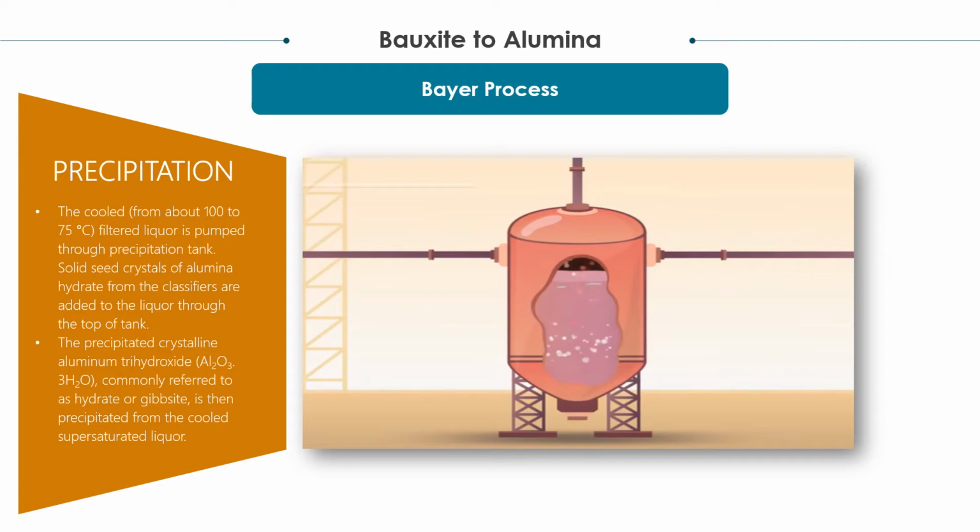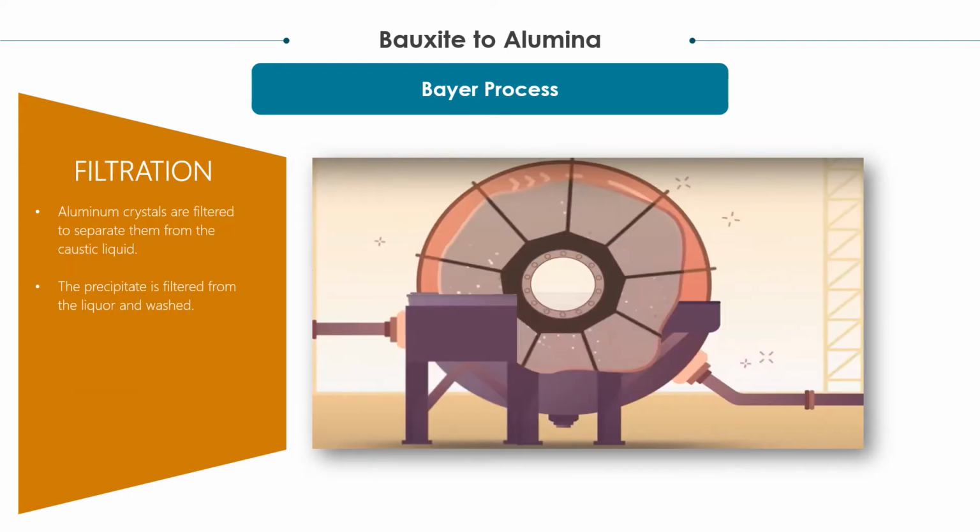In the precipitation stage, the cooled, filtered liquor is pumped through a precipitation tank. Solid seed crystals of alumina hydrate from classifiers are added to the liquor through the top of the tank. The precipitated crystalline aluminum hydroxide, commonly referred to as the hydrate or gibbsite, is precipitated from the cooled supersaturated liquor. During filtration, aluminum crystals are filtered to separate them from the caustic liquid. The precipitate is filtered from the liquor and washed.